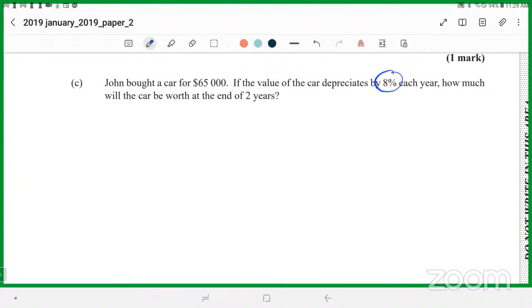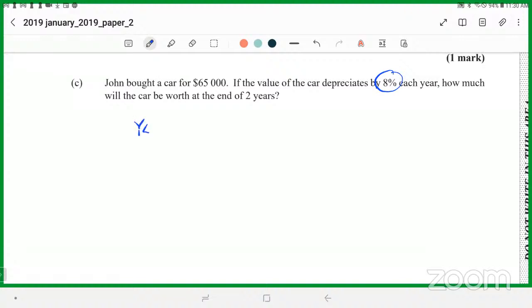I want to know what the value of the car is. The value of the car after the depreciation is 92%. They did not ask me for the depreciation value, so I don't need to calculate it. If you take off 8%, you're going to have 92% left. If you took off 10%, it will be 90% left, and so on. So I want to know what the value of 92% is, and I'm doing it for 2 years. We can do it step by step, and we can do one calculation.